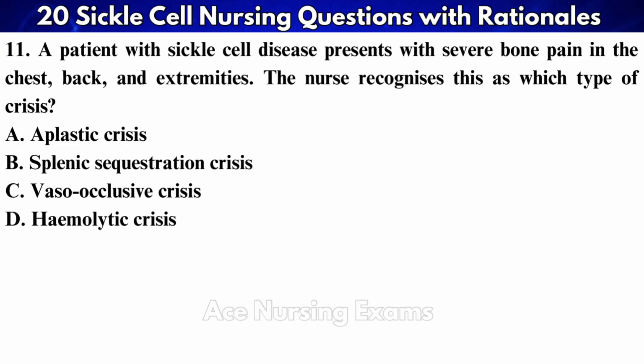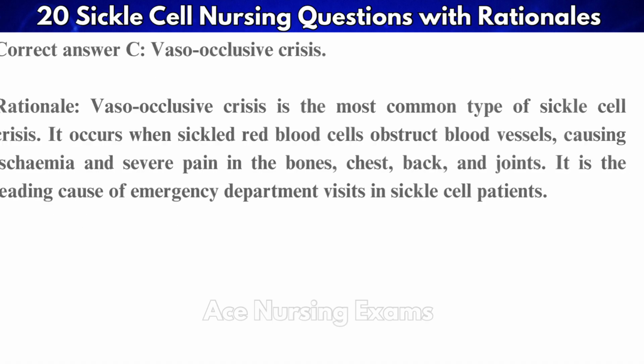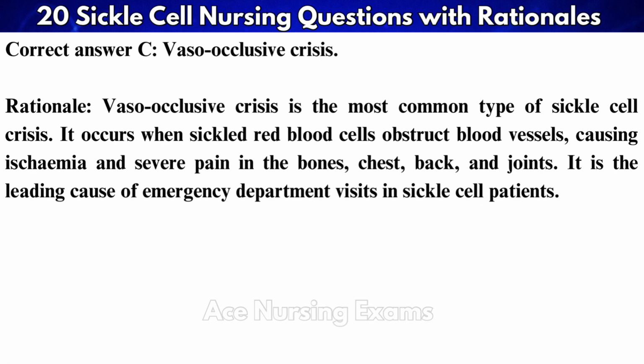Question 11. A patient with sickle cell disease presents with severe bone pain in the chest, back, and extremities. The nurse recognizes this as which type of crisis? A. Aplastic crisis. B. Splenic sequestration crisis. C. Vaso-occlusive crisis. D. Hemolytic crisis. The correct answer is C.